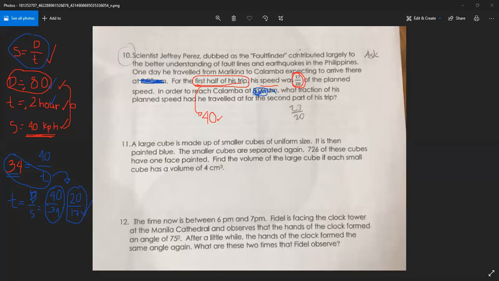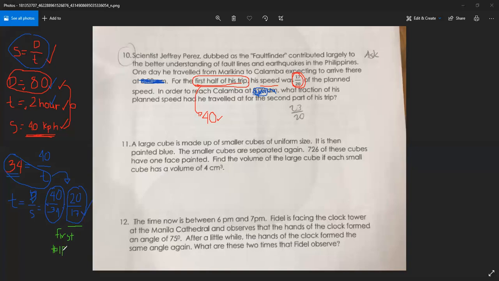Okay? Now, let's proceed for this one. Since we already have this, this is the time for the first half. So we need to identify how many more hours Jeffrey needs to attain 2 hours. So, first half.